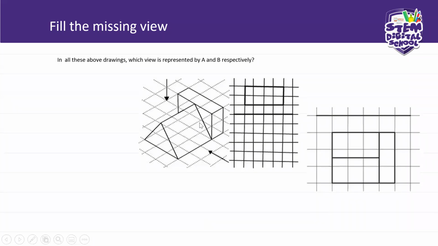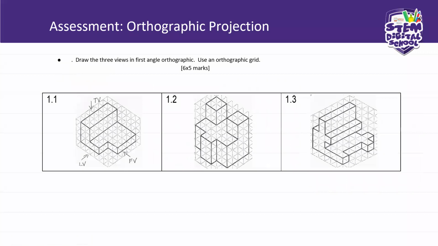Okay. A is the front view, and B is the top view. Now, draw three views in first angle orthographic projection.